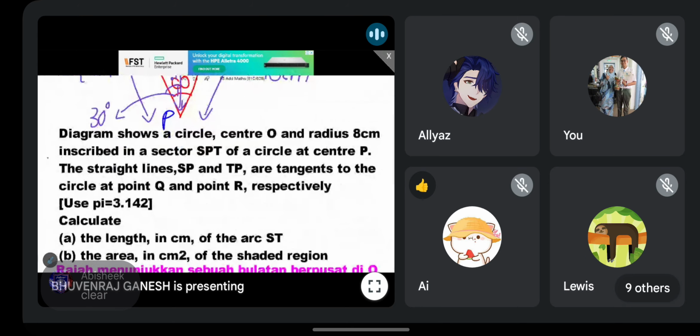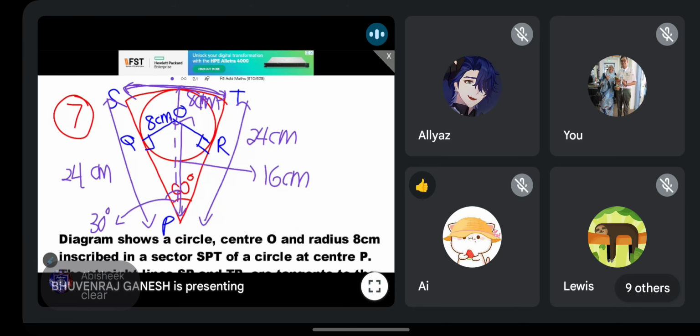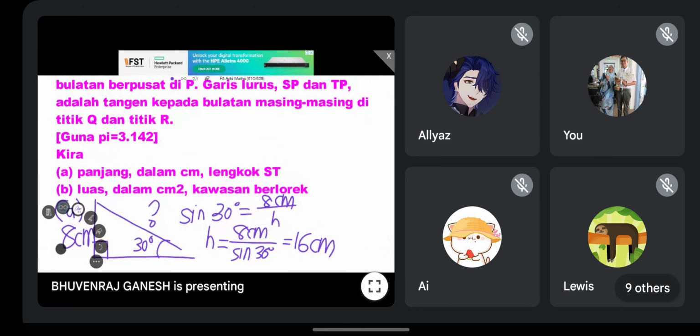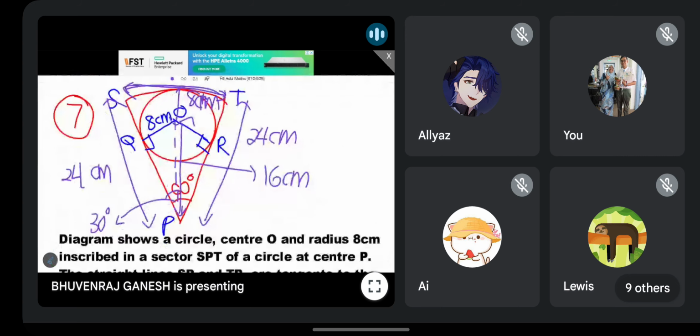Okay, so next question. Area of shaded region. Okay, wait. I didn't mark the shaded region for you. Let me mark it. Wait, guys. I mark first the diagram.